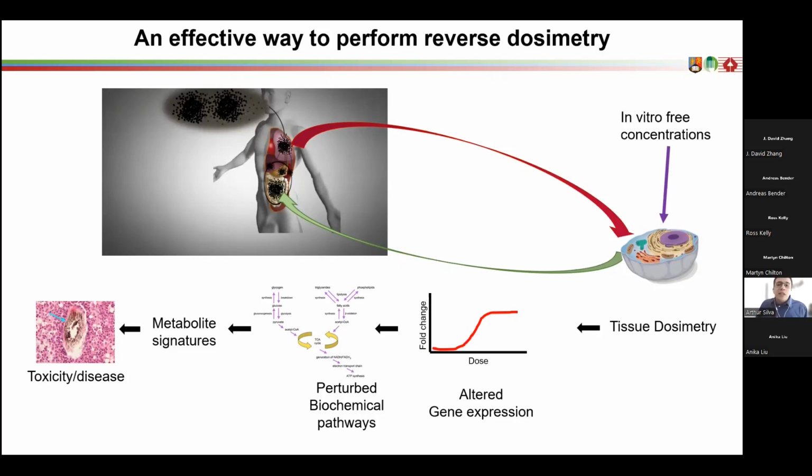As soon as we have the tissue dosimetry information, we can analyze several things. Among them, we can analyze the altered gene expression. Because of these altered gene expression patterns, we can identify differentially expressed genes, link them to perturbed biochemical pathways, and hopefully link them to metabolite signatures that can give us the full information we need to put everything together to better understand a toxicity or a disease outcome.